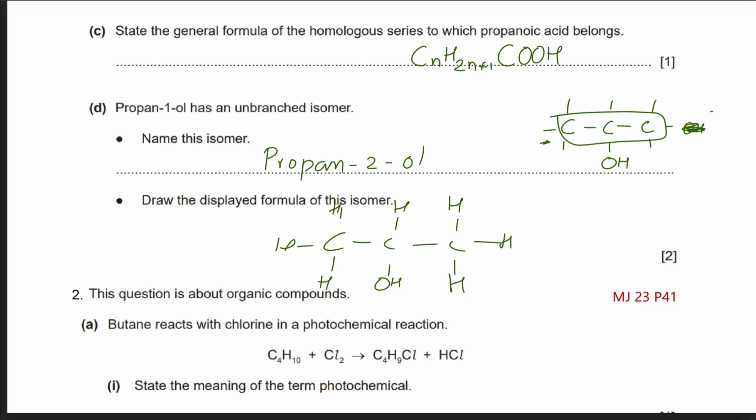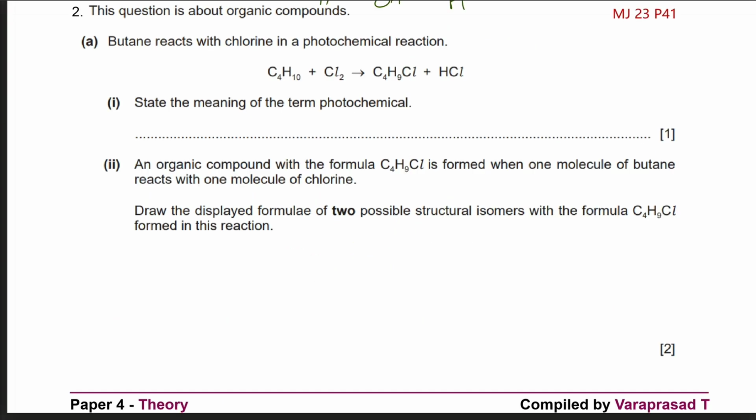Yes. This question is about organic compounds. Butane reacts with chlorine in a photochemical reaction. State the meaning of the term photochemical. Now, photo means light. Okay, remember that. Photo means light. Now, some reactions require extra energy through heat or light for the reaction to happen. Here, this is an alkane reacting with a halogen. Alkanes will go through substitution whenever they react with halogens. Okay. Now, what is a photochemical reaction?